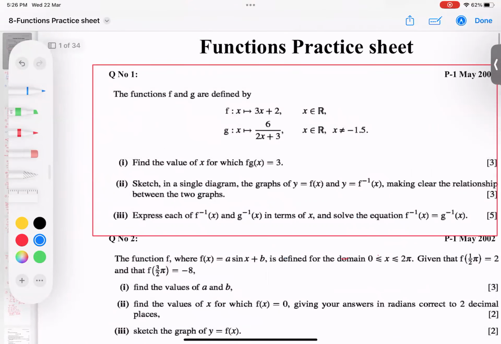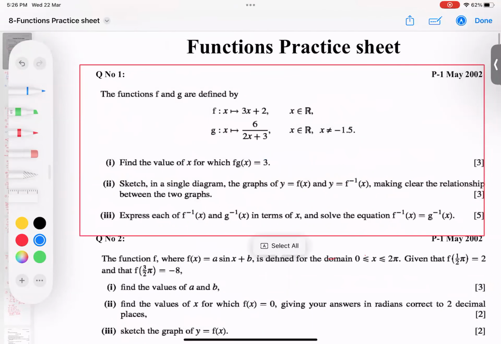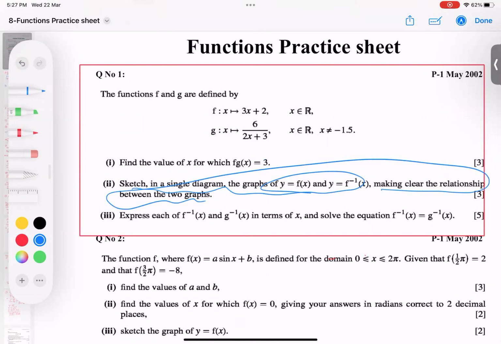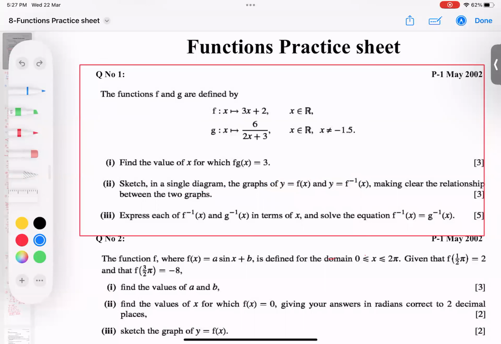Part number 2 is what? This is a new thing. This is not an O levels part. This is a new part I'm going to discuss now. Sketch the graph for f and f inverse and make clear the relationship between the two graphs. This is an AS level part. This is not in O levels. So let's start. First of all, sketch in a single diagram the graph of f and f inverse.